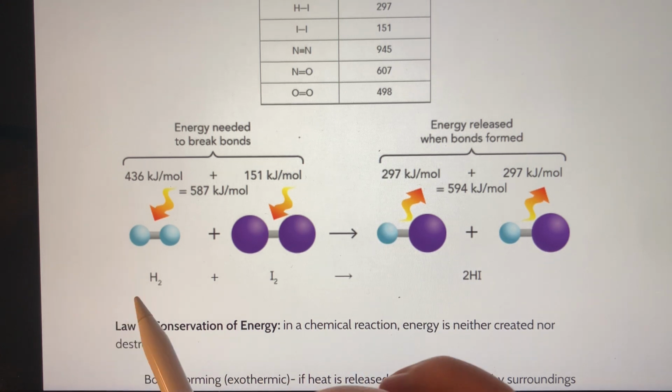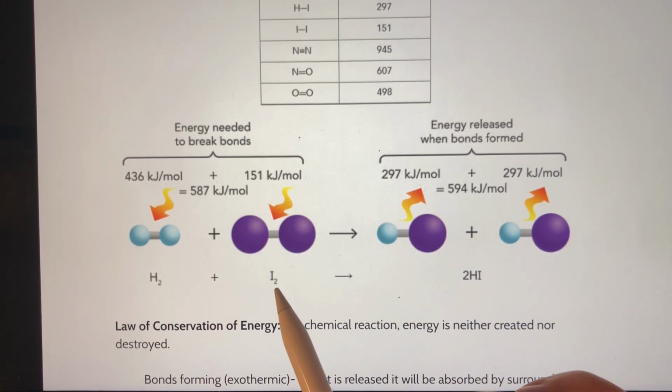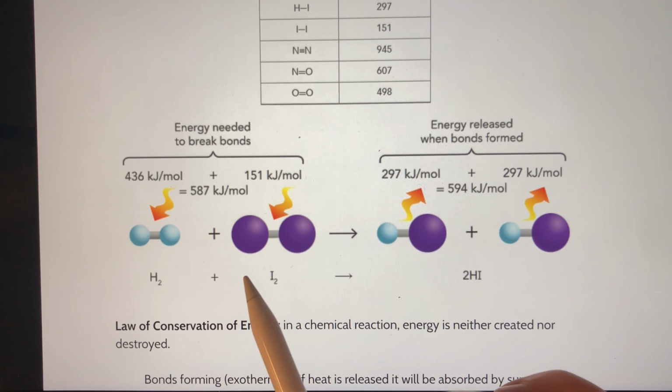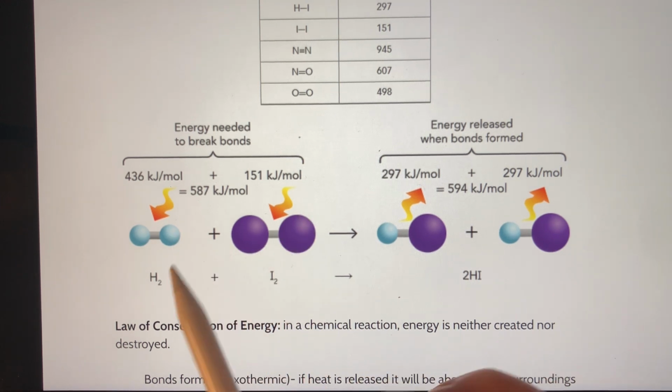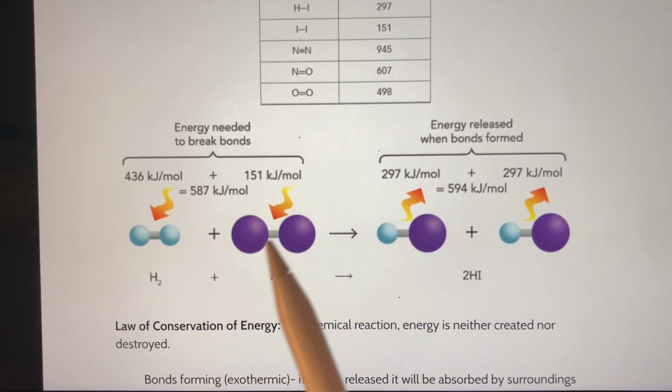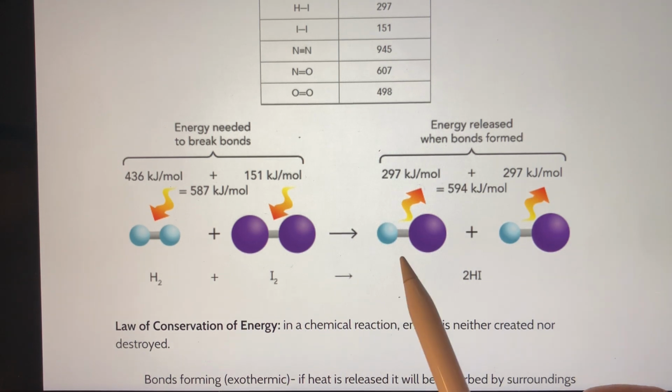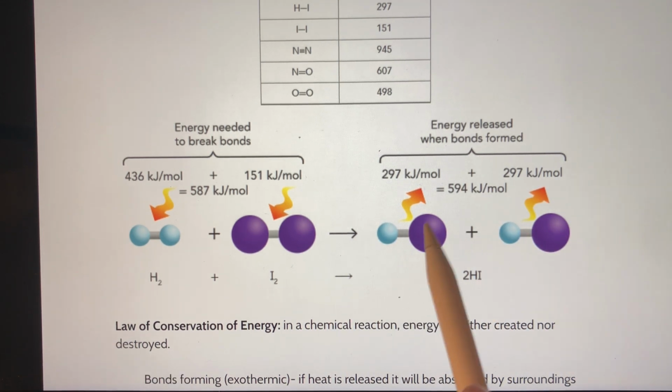On the reactant side, we have two hydrogens and two iodines, and they're bonded together with themselves. It requires energy to break these bonds. And then when they reform, energy is re-released.